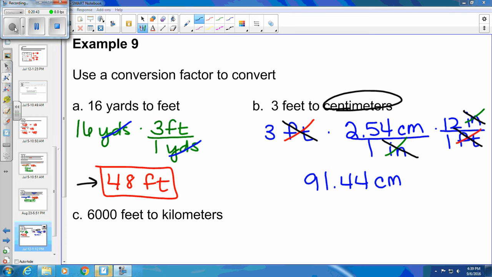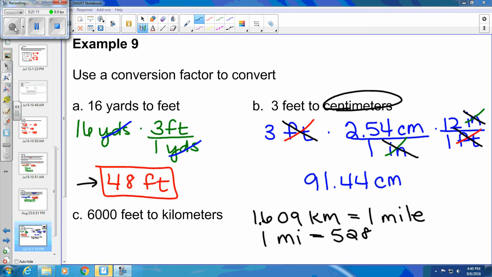So try the next one. I'll give you this hint. There's 1.609 kilometers in 1 mile. And 1 mile equals 5,280 feet. So have at it, and we'll come back.